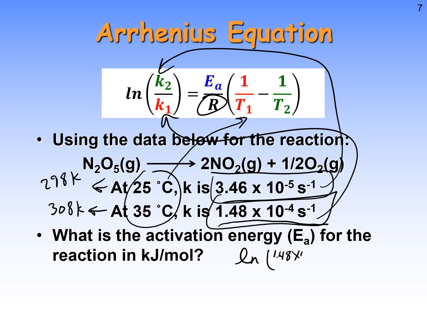1.48 times 10 to the negative 4 divided by 3.46 times 10 to the negative 5 is equal to EA, which is what I'm solving for, over 8.314 times 1 over T1, which is 298, minus 1 over 308. And those are in Kelvin, right? So this whole thing, that was my equals sign, is totally solvable for EA at this point. We just need to do some algebra and solve.